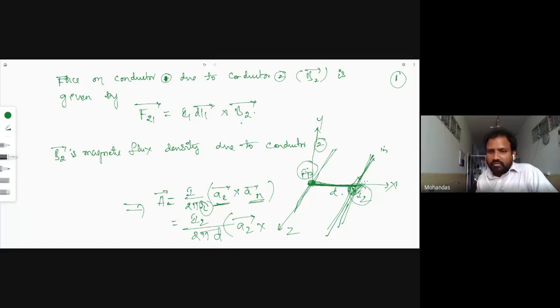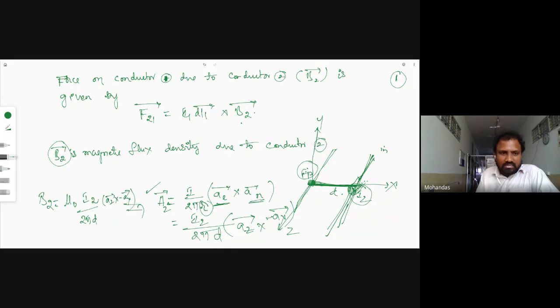Minus ax. Very good. Minus ax. Az cross minus x. So this is H2. If I know H2, can I calculate B2 here? Tell me, B2 equal to, as these are placed in free space, you have to write mu naught into I2 by 2 pi d, Az cross minus Ax. Let us substitute this B2 in this equation.